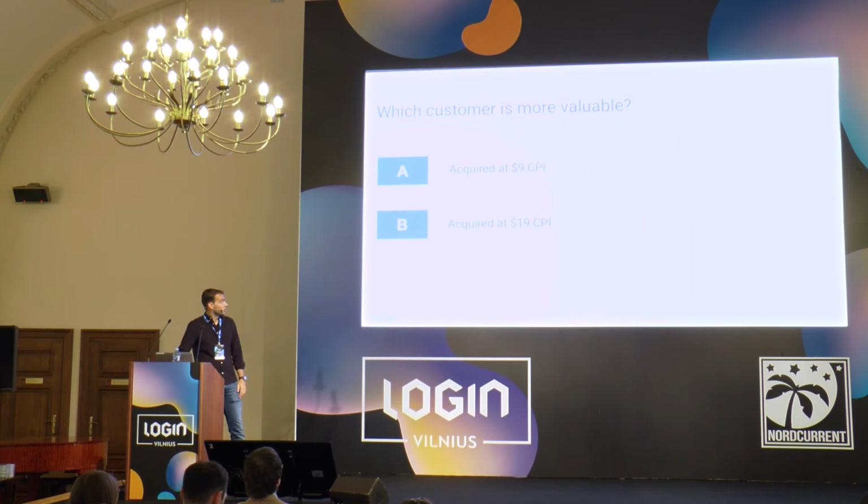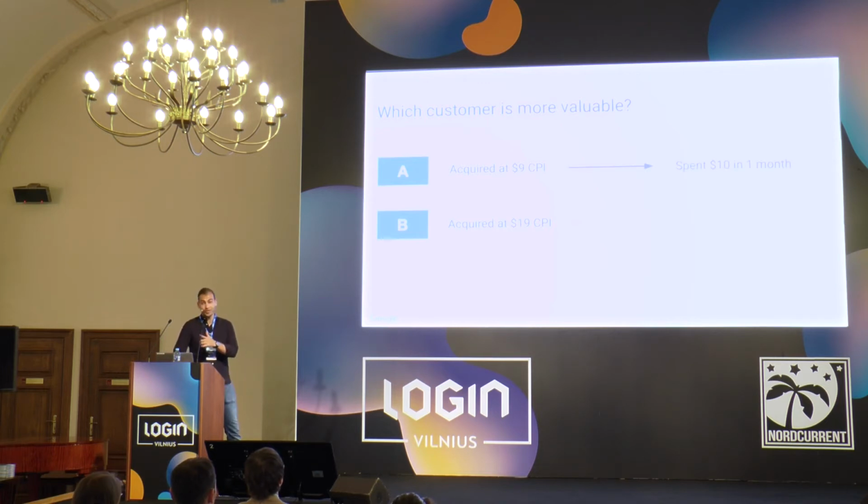Quick example of what we mean and what this looks like for the app and gaming world. You have 2 users, customers A and B. Which user is more valuable? The one you acquire for $9 or the one for $19? Any guesses? A? Depends. Correct. Very good. A is definitely cheaper, though, so that's good. But the truth is you don't know.